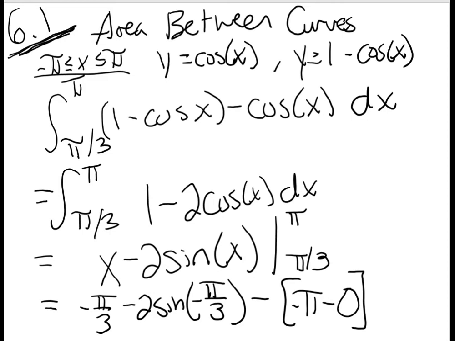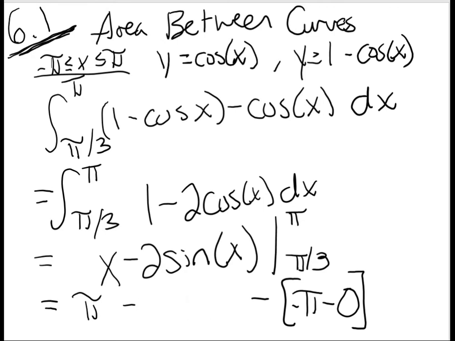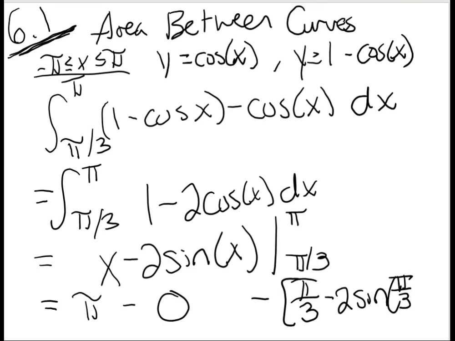work. The only difference is, well, now this will be pi minus 2 sine of pi, which is 0, minus the quantity, well, this is going to be now pi over 3 minus 2 sine of pi over 3, which is again a number.